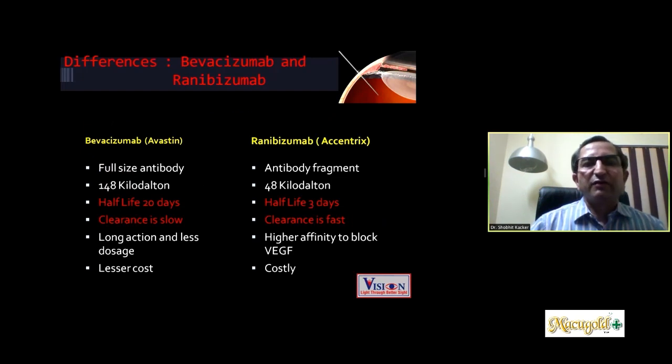Certain differences between bevacizumab and ranibizumab. As you all know, ranibizumab has a lesser half-life and its clearance is faster as compared to bevacizumab. And ranibizumab is more expensive, the reason being that responses are slightly better as per some studies, and it has a higher affinity to block the VEGF.